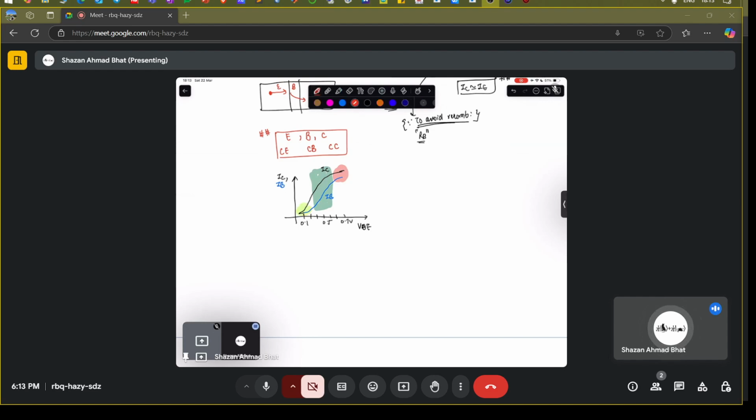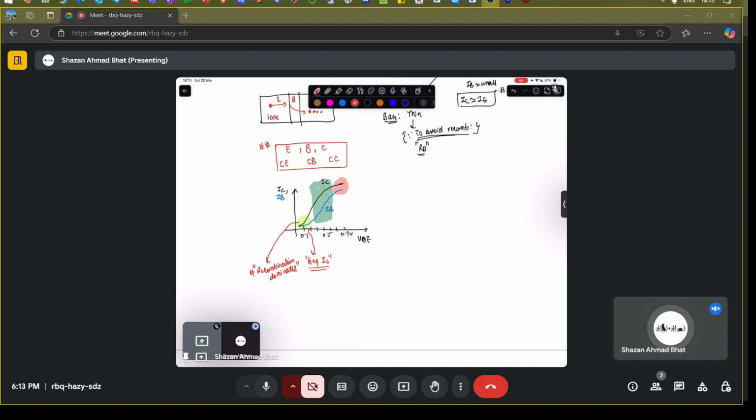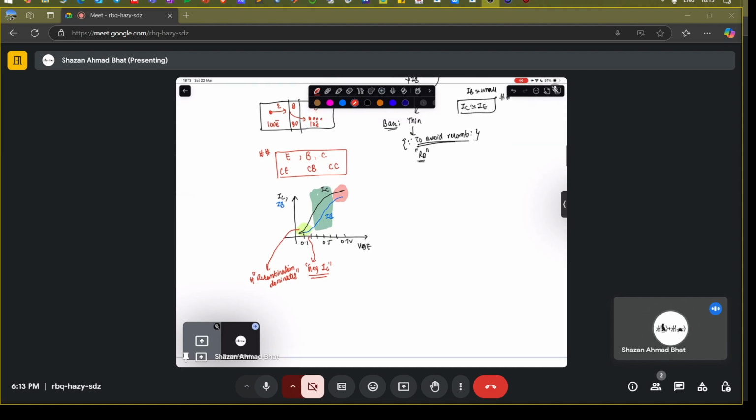At the lower region, both are almost similar, and that means there is negligible collector current. And why is it so? Because this region is recombination dominated. So whatever is coming from the emitter is getting recombined in the base region, so you get negligible collector current. For example, if 100 electrons are coming in, 90 electrons are getting recombined, and you get only 10 electrons. So that is a negligible flow of current into the collector side.